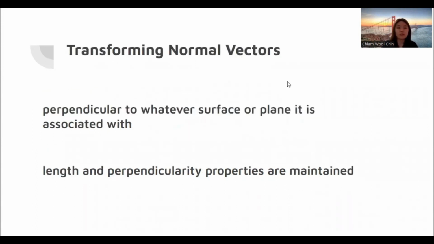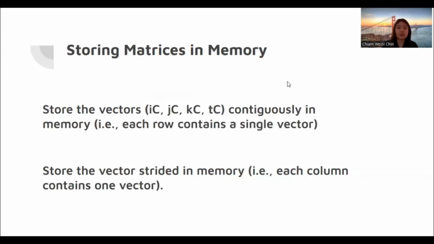A normal vector is a unique type of vector that not only has unit length but must also remain perpendicular to the associated surface or plane. Therefore, extra care is required when transforming a normal vector to maintain its length and perpendicularity properties. We have 2 choices when storing a matrix in a 2-dimensional C or C++ array, which are to store the vectors contiguously in memory and to store the vectors in a structured layout in memory.